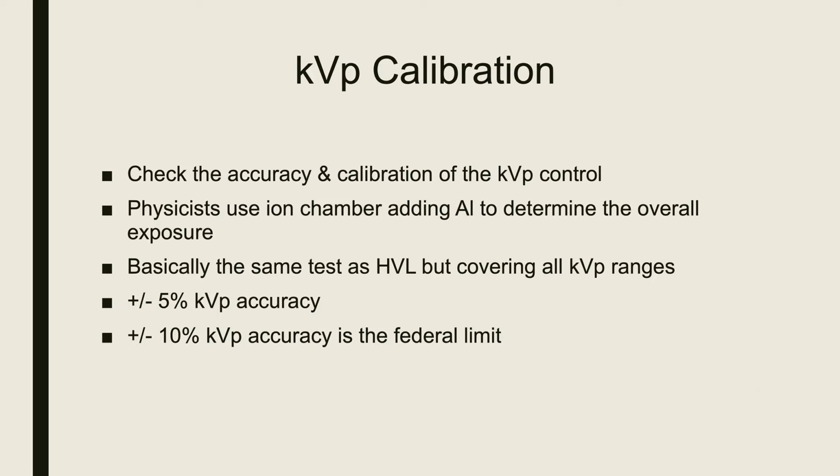kVp calibration is basically the same as reproducibility, and it's basically using the same test as the half value layer, but you're covering all of the kVp ranges, so from 50 up to 120. The kVp accuracy has to be within plus or minus 5%, and that's what we use, but for federal standards, the federal limit is plus or minus 10%.